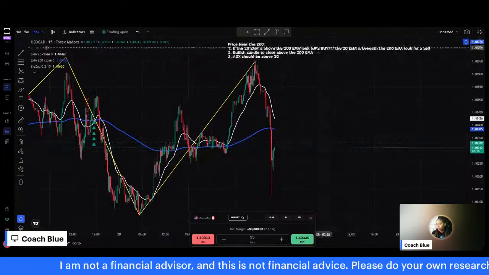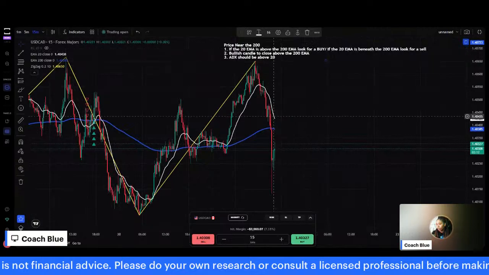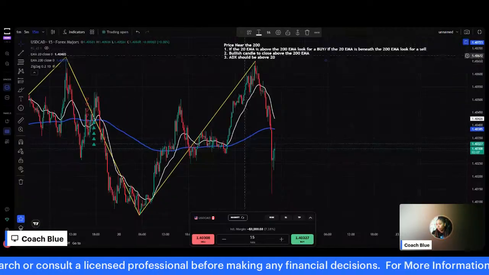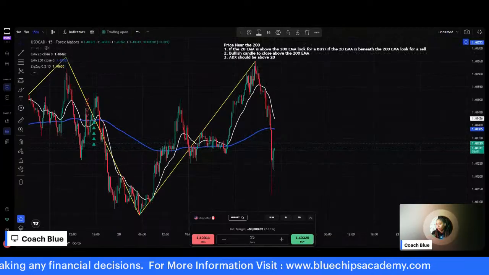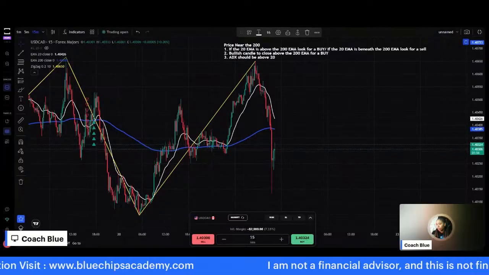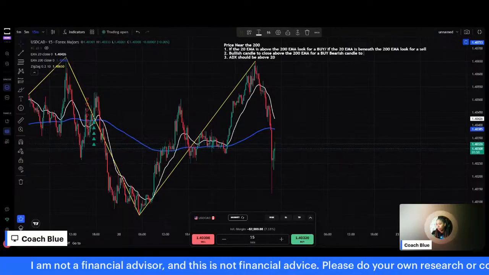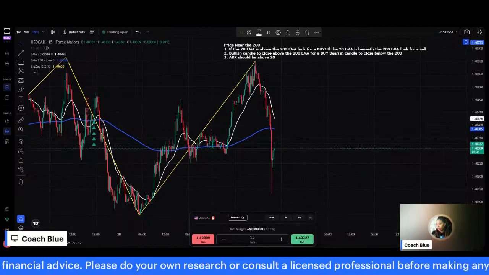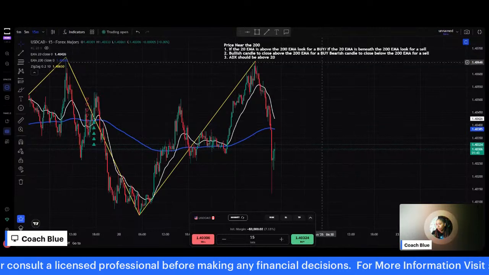Clear rules here. If the 20 EMA is above the 200 EMA, look for a buy. If the 20 EMA is beneath the 200 EMA, look for a sell. Bullish candle to close above the 200 EMA for a buy. And bearish candle to close below the 200 EMA for a sell. And then the ADX should be above 20.